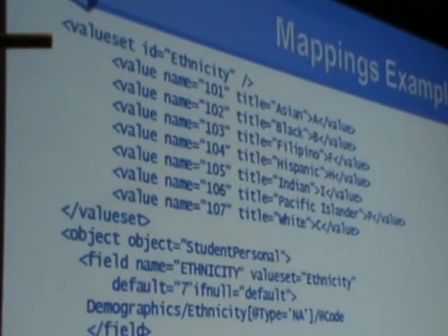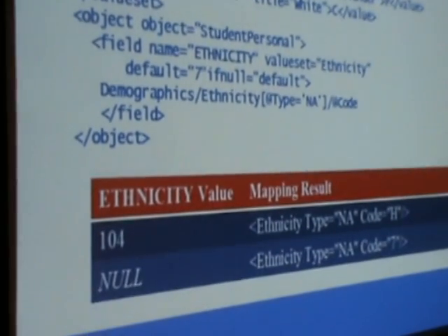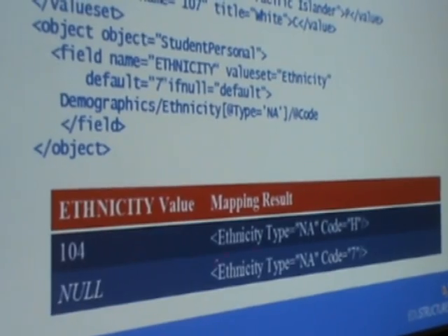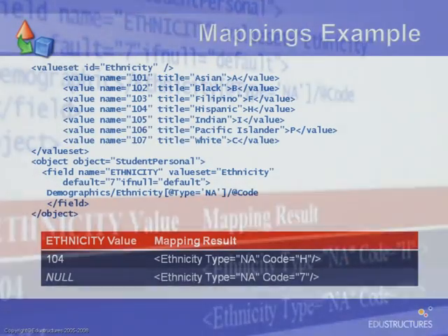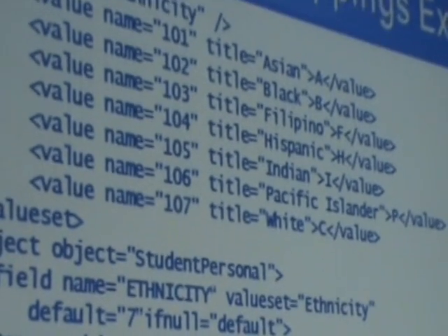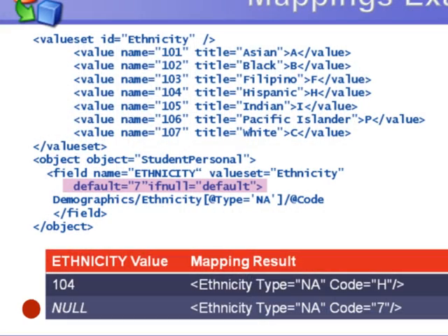You see all these bits. What it will result in that particular case, I think it should actually say 7, it should also say 7. But if I get 104 in my database, it will of course match to H, Hispanic. If my database value is null, I default it to 7, which goes in here. Use the default value 7, which is of course none of those.